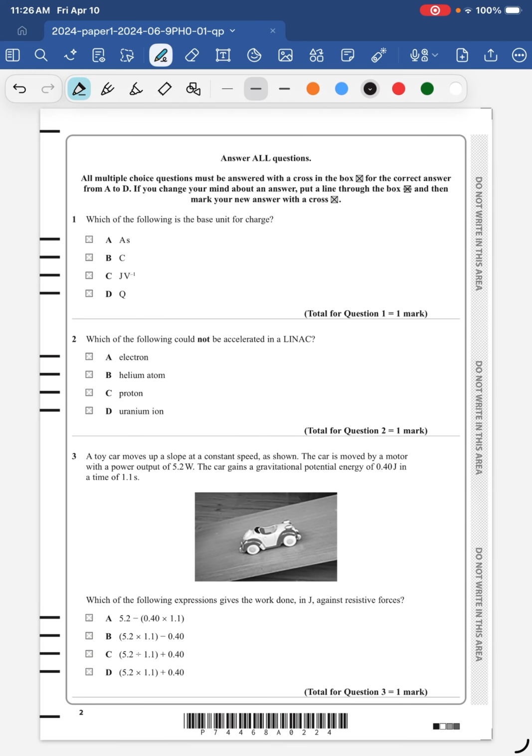So first question, which of the following is the base unit for charge? This, of course, is the coulomb. Okay, so this was an easy one. Option B is the correct one.